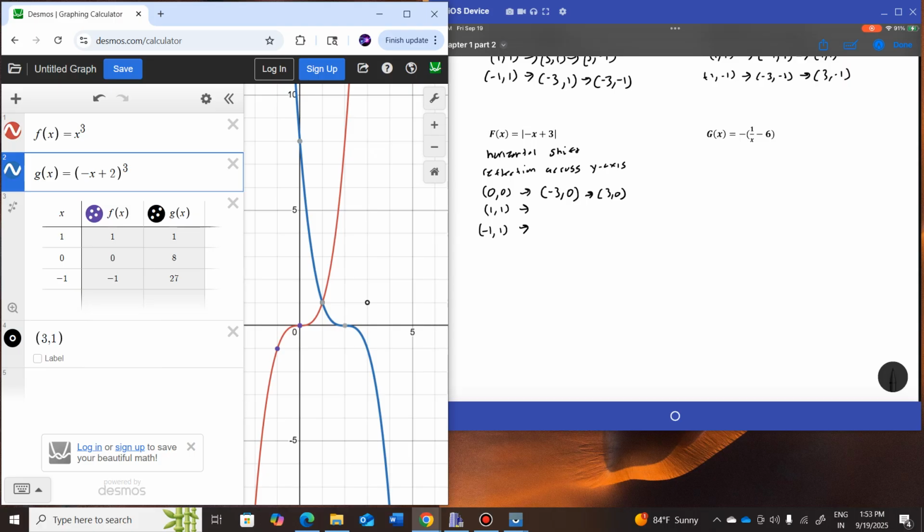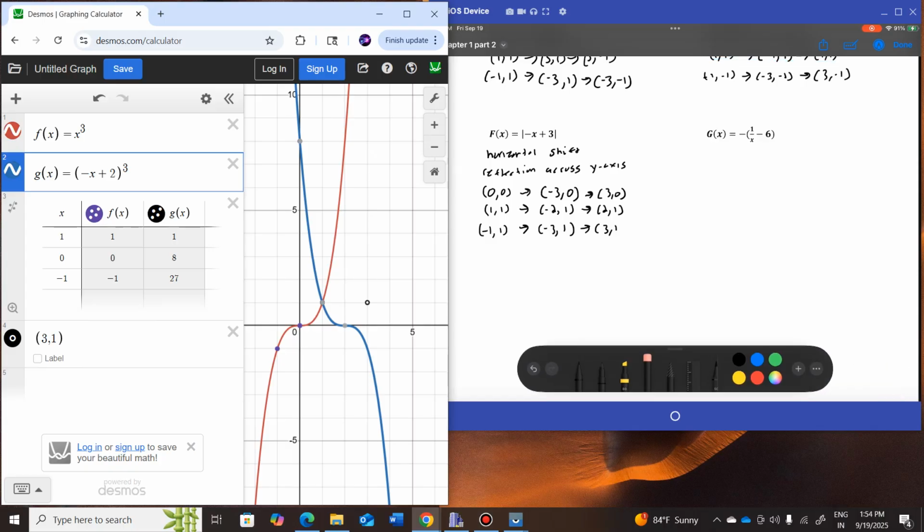If you go (1, 1), it goes 3 units to the left, so (-2, 1), and then goes to (2, 1). And then for (-1, 1), it goes to (-4, 1), and then to (4, 1). Did I add that? Oh, I'm adding 3. Sorry, I added 2. I think I was adding 2 because I added 2 last time, in the last problem.